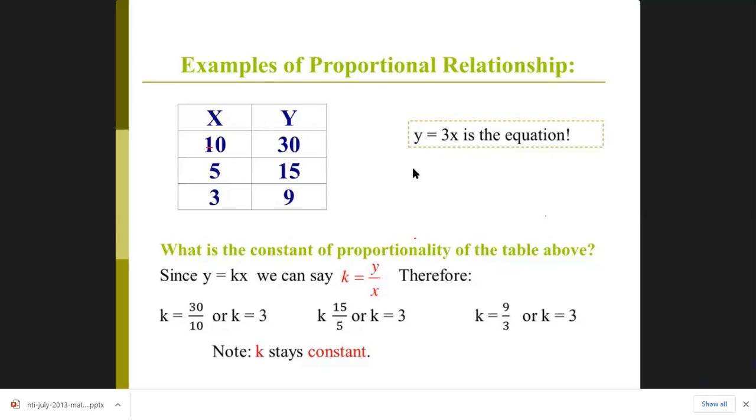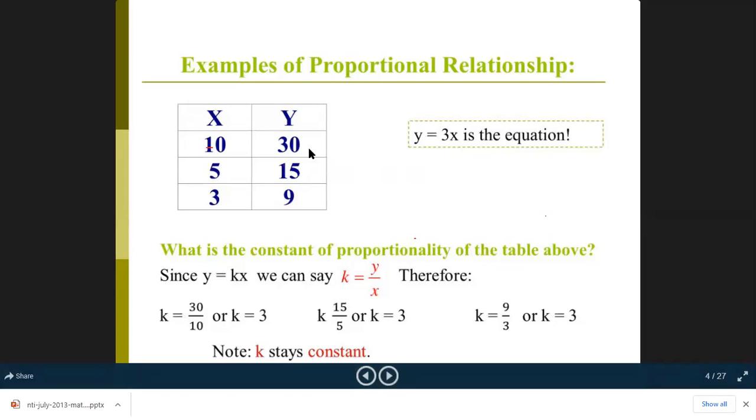What is the second point which you have to do, grade 8? Find the value of k. Exactly. How are we going to find the value of k? We divide y by x. Then 30 divided by 10 equals 3. Second, 15 divided by 5 equals 3. Third, 9 divided by 3 equals 3. What do you note? They all have a common constant. Yes, k stays constant, which means they are proportional.